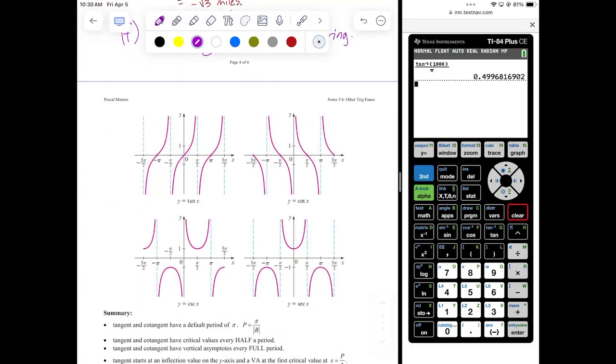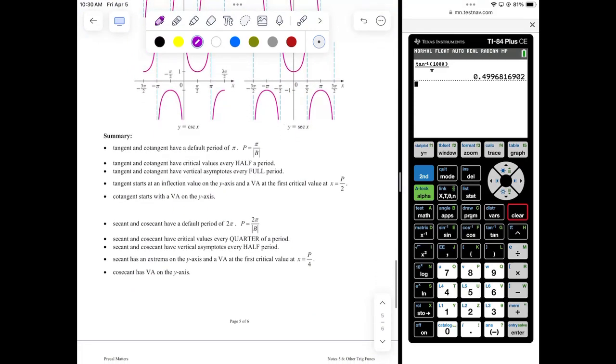If you want just a summary of the 4 graphs, there they are. Just a couple of things to point out here. Tangent and cotangent have a default period of pi. You count by half cycles. They have vertical asymptotes every full cycle. So the period is pi over B. And cotangent starts at a VA, tangent starts at a critical value.